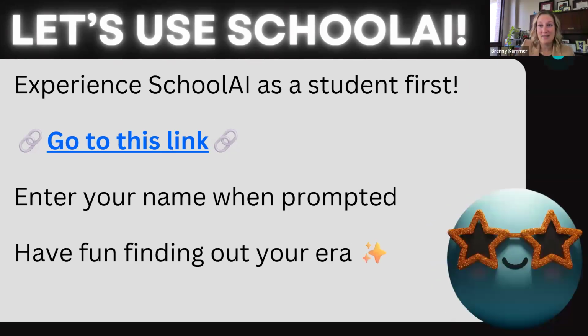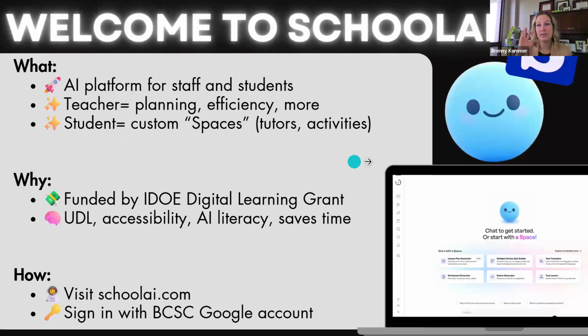So with that being said, I think it's helpful if we focus on just some of the initial vocab to know when it comes to School AI. So like I said, we have School AI Premium. If you want to sign in to the tool, you just use your BCSC Google account. There's a little sign up Google button, click that, and you're in.